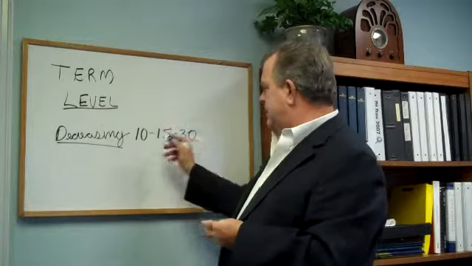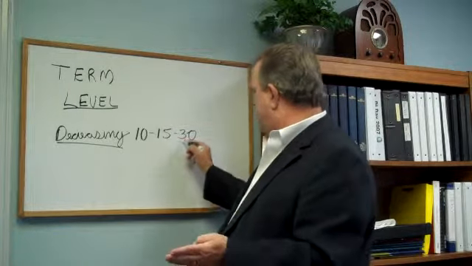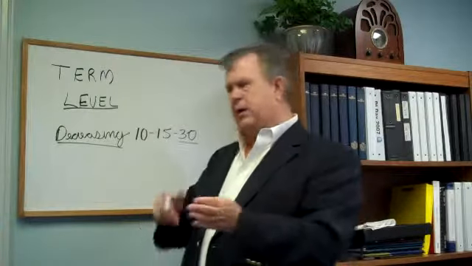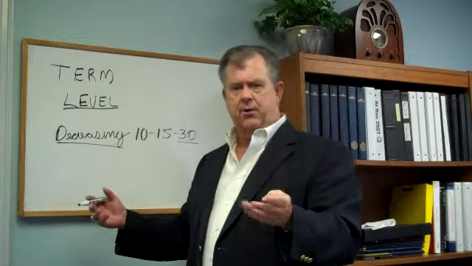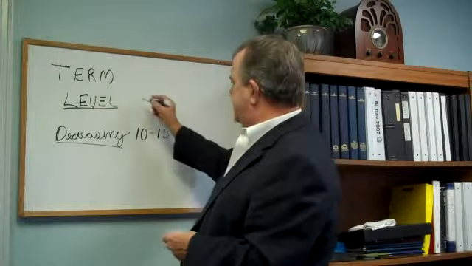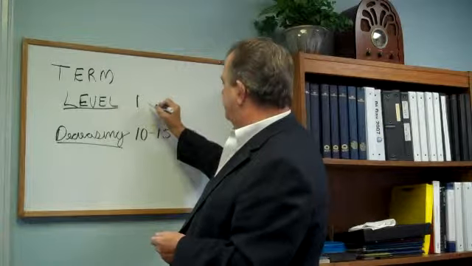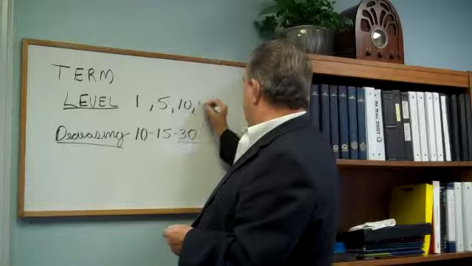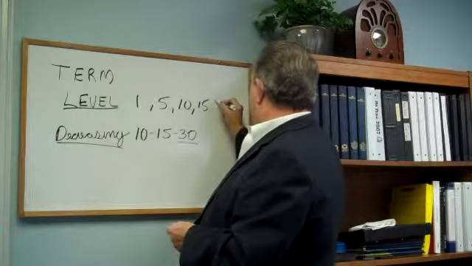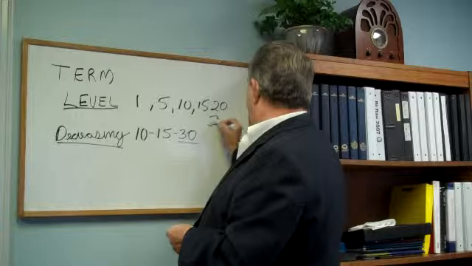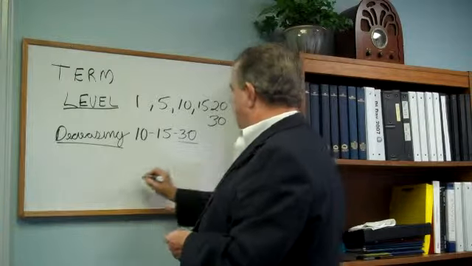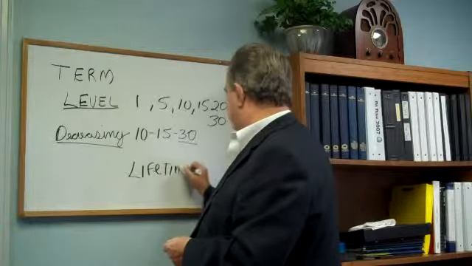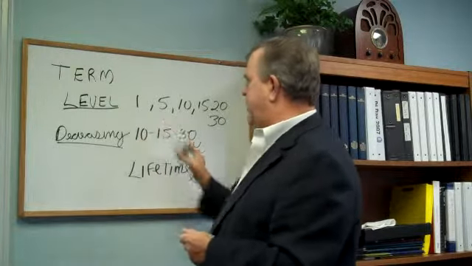So what would happen in this case, if you had a 30-year mortgage, you'd buy 30 years of decreasing insurance. It would start out at the full value of the mortgage and then decrease down to zero at the end of 30 years. Level term is basically 1 year, 5 year, 10 year, 15 year, 20, 30, all kinds of things, and now they have what they call a lifetime term.